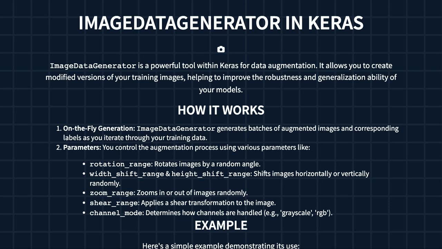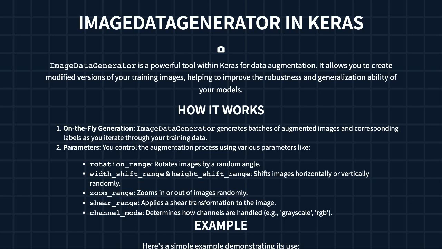This is super helpful because it helps prevent overfitting and makes your model more adaptable to slightly different image styles or lighting conditions. It works by creating new batches of images with small random changes, think slight rotations, shifts in position, zooms, or shears. You control exactly how much these adjustments are using parameters like rotation_range and shift_range. The beauty is that it does all this on the fly as you train, so your model sees a wider variety of data.